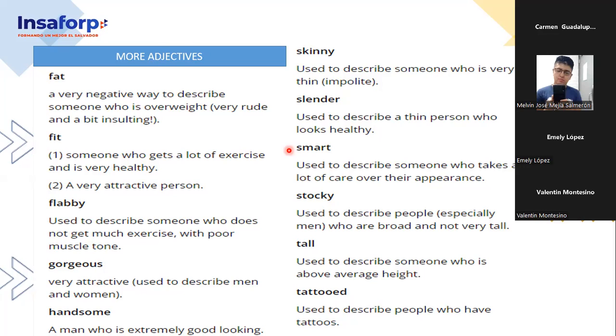Pero también si lo usamos en un sentido como adjetivo general para describir no apariencia, sino en este caso inteligencia, podemos decir smart, que es alguien inteligente. So, that's the difference. Si lo utilizamos como adjective of appearance, es alguien que se cuida mucho de cómo luce. If we use it in the context of a normal adjective, un adjetivo normal, vamos a decir que es una persona inteligente. Okay? Do we understand the difference? ¿Sí entendemos la diferencia?